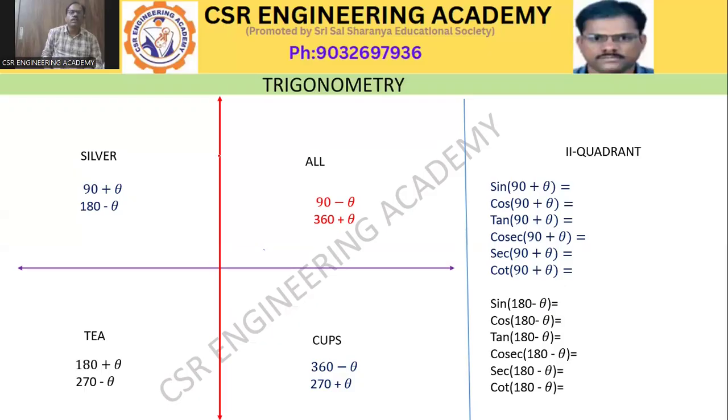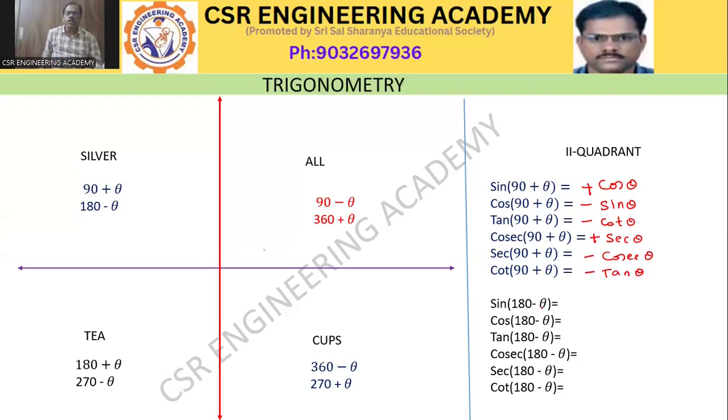In the second quadrant, sine 90 plus theta, an odd multiple, sine changes to cos, that is cos theta, cos 90 plus theta is sine theta, tan 90 plus theta is cot theta, cosecant 90 plus theta is secant theta, secant 90 plus theta is cosecant theta, cot 90 plus theta is tan theta. So in the second quadrant, starting letter S, sine 90 plus theta is equal to plus cos theta, cosecant 90 plus theta is positive, and the remaining all ratios are negative.